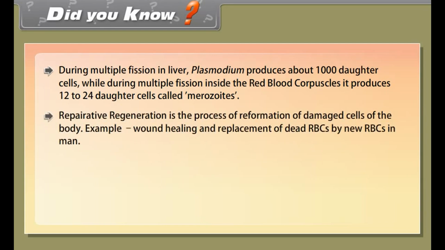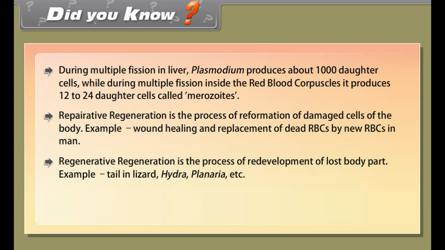Reparative regeneration is the process of reformation of damaged cells of the body. Example, wound healing and replacement of dead RBCs by new RBCs in man. Regenerative regeneration is the process of redevelopment of lost body part. Example, tail in lizard, Hydra, planaria, etc.